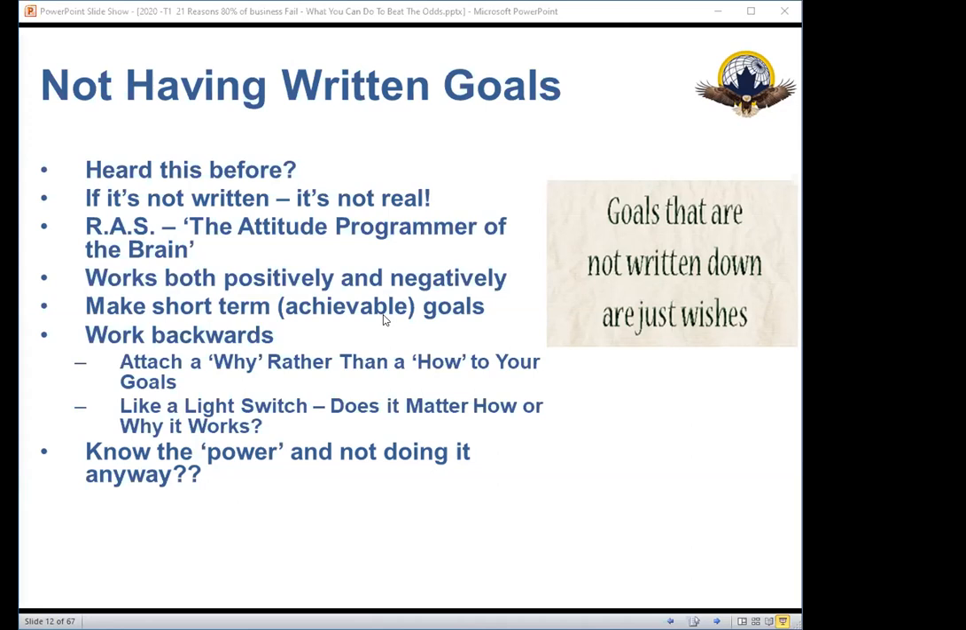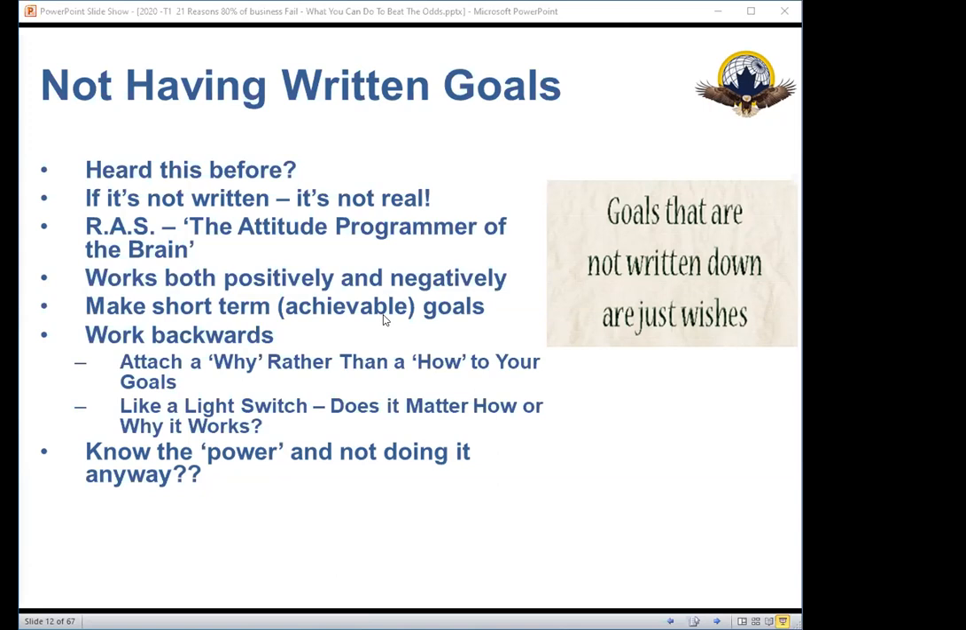You want to make short-term achievable goals and also long-term shoot-for-the-stars, hit-the-moon kind of goals, working it backwards. There's not very often I use why in my language. This is one of the times that why does come up. We want to attach a why rather than a how. And it's like a light switch. It doesn't really matter how it works. We just know that it does work. You have the power now.